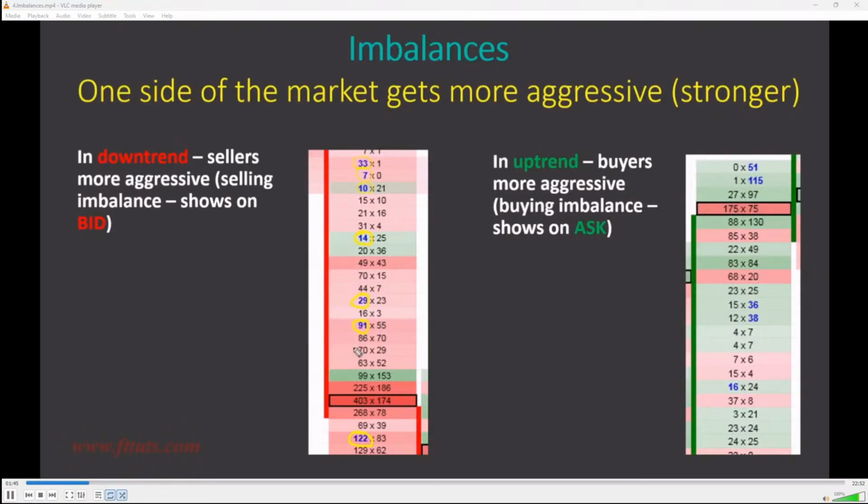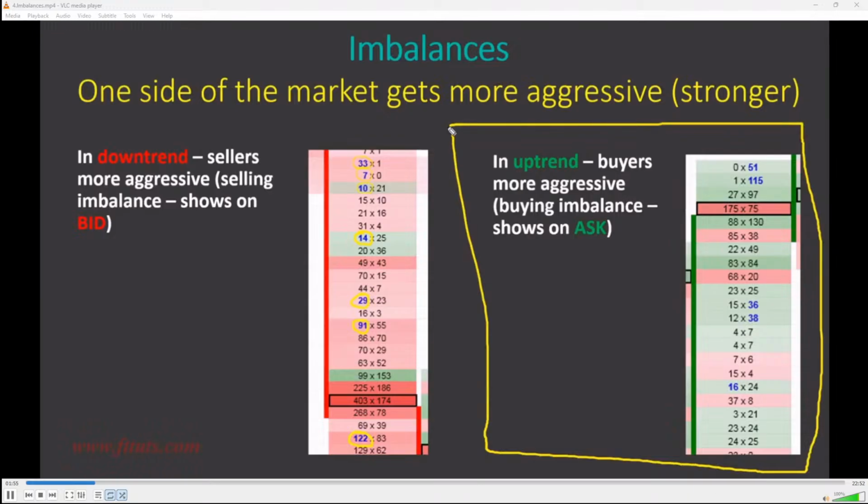If there are a lot of those selling imbalances, that means that the sellers are really aggressive, and usually they are pushing the price aggressively downwards. Now, let's look at here. Now, this is a buying footprint.